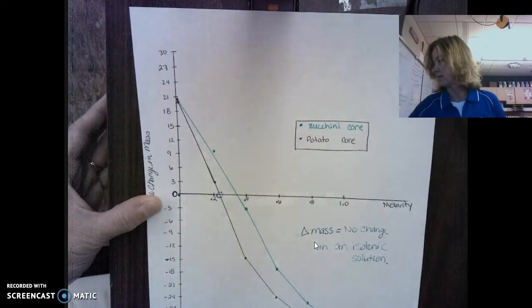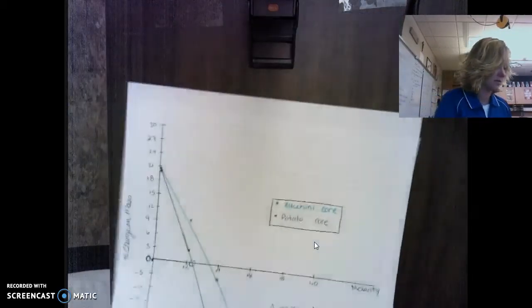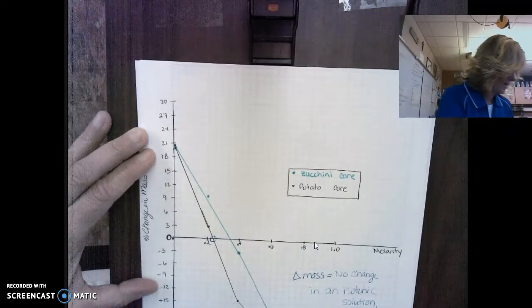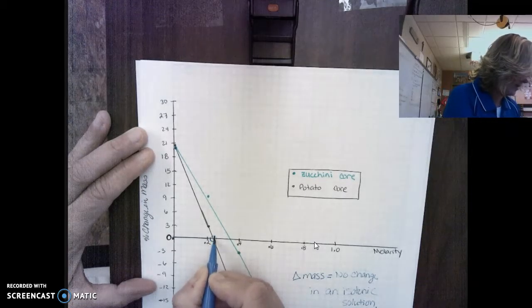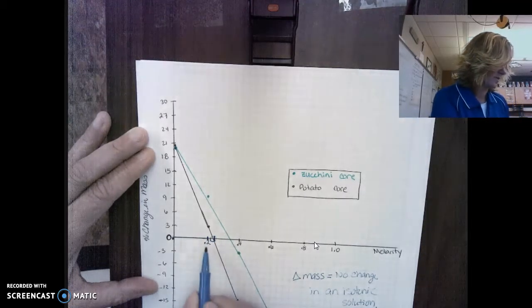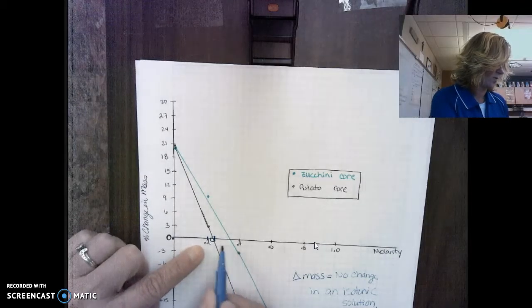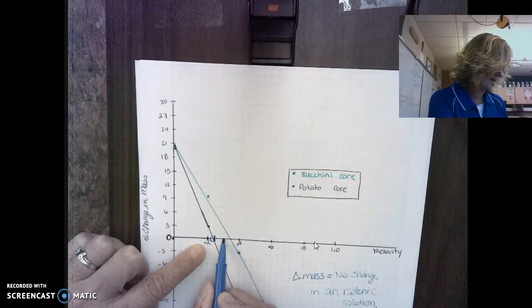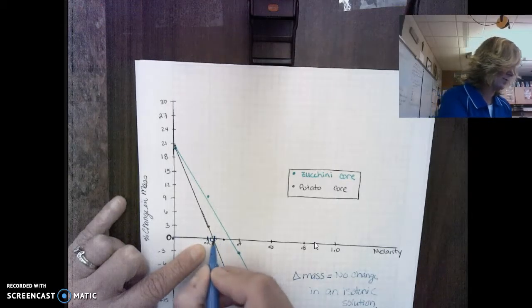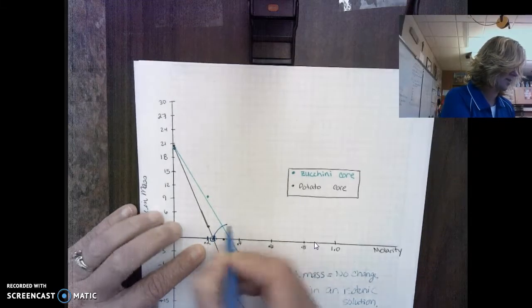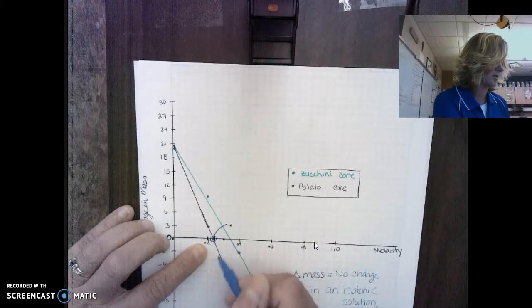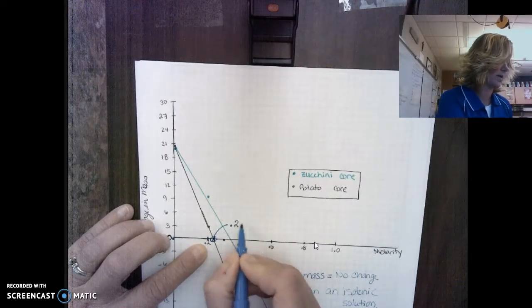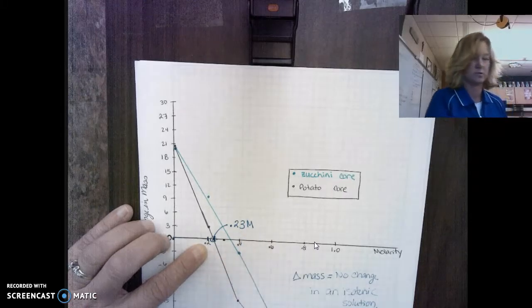Now, let's see if I can see the lines underneath here so I can get a better indication of where I am lying. It is not quite to the next box over. So if this is 0.2 and this is 0.4, halfway in between is probably about 0.3, and halfway in between that is about 0.25. So I'm going to say it's about a 0.25 molar solution.